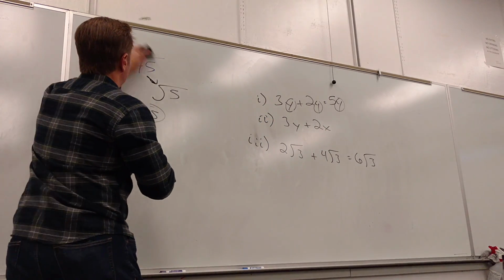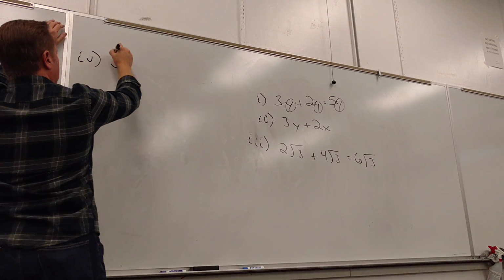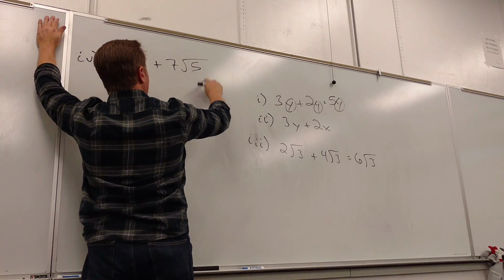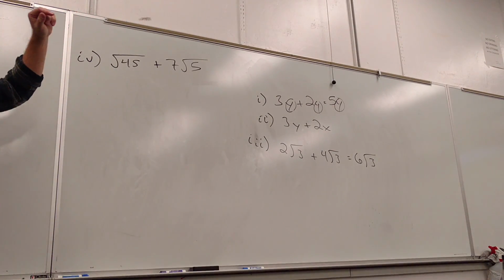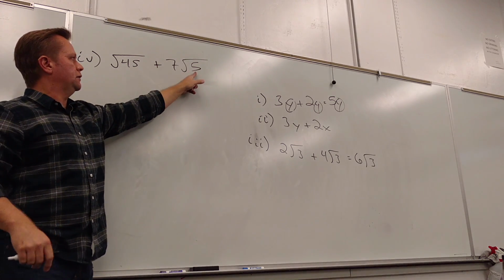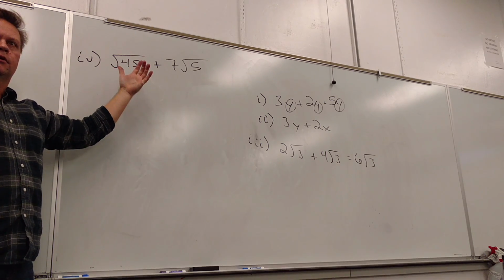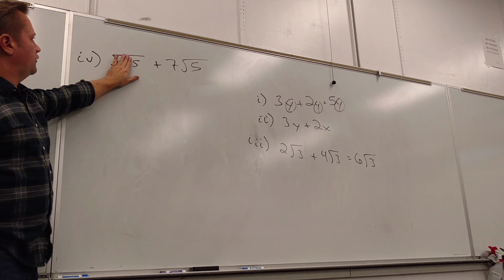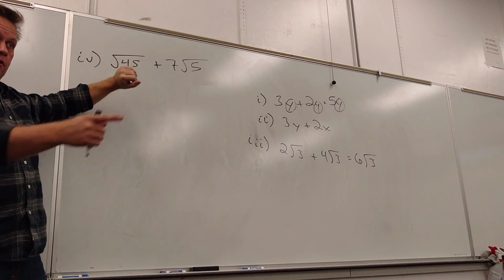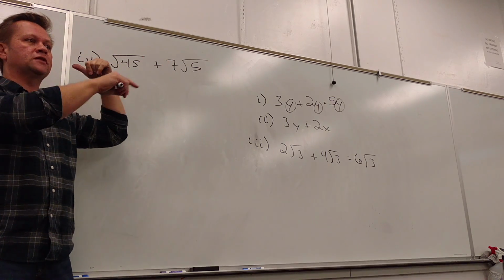So let me see. What if I had the square root of 45 plus 7 square root of 5? Are those like terms? No, wait, yeah. I got 7 of these and 1 of those, right? If this is the square root of 5, I could do it, couldn't I? I got 1 square root of 5 plus 7 square root of 5 is 8 square root of 5s. Well, couldn't you break it down? Yeah. That's why I was trying to do the same problem we just did.